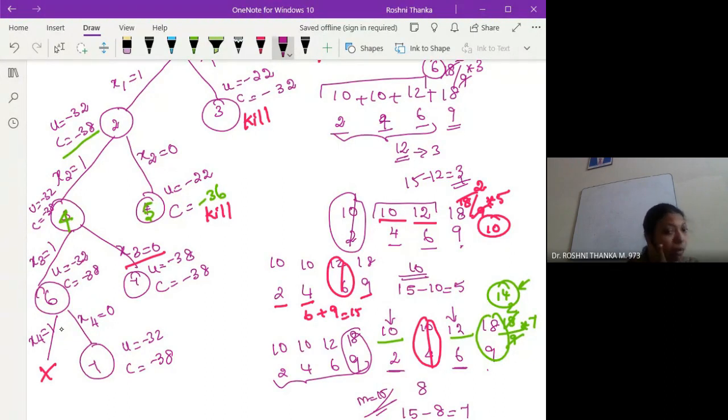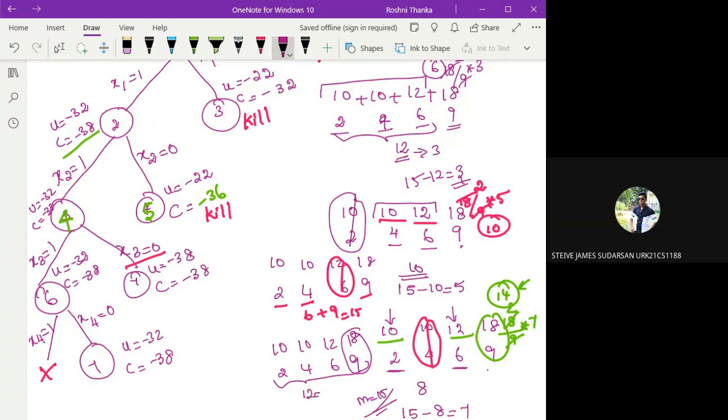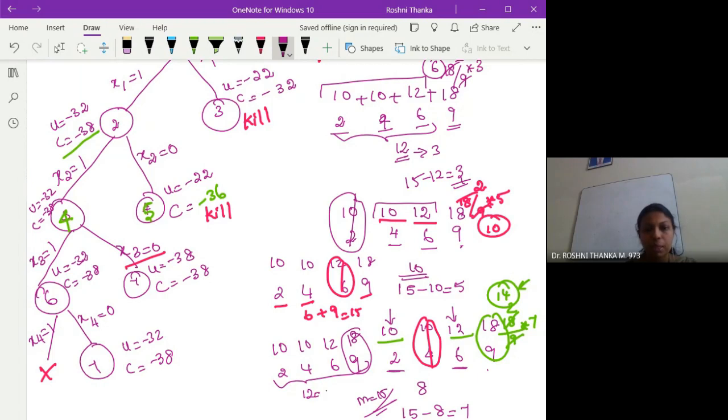Oh, no, no. How will you calculate the cost? We have to include the fraction also. So already we have 12; the remaining is 15 minus 12, so we will be getting 3. So we have to find the fraction of it, which we have already calculated here: 18 divided by 9 into 3, so you will be getting 6. So 10 plus 10 plus 12 plus 6 is minus 38. This is the value we get when I don't consider the fourth item.